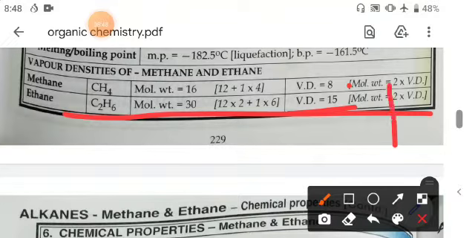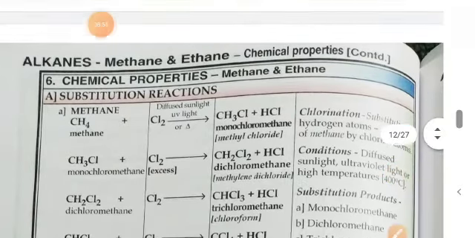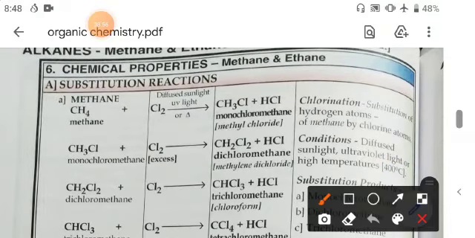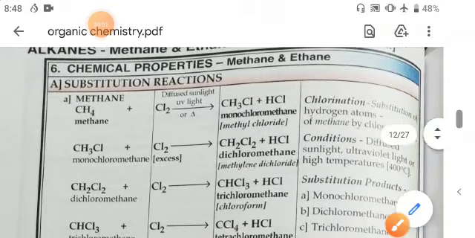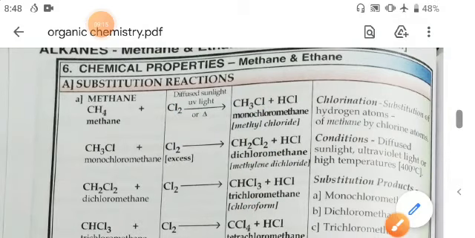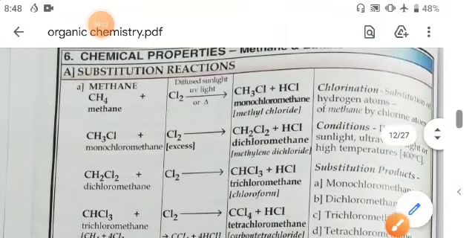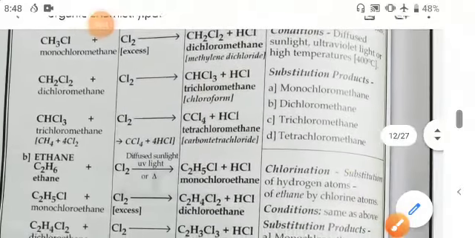In chemical properties, they give substitution reactions because they are saturated hydrocarbons. Methane reacts with chlorine to give methyl chloride and HCl is released. Further reaction with chlorine gives dichloromethane, then trichloromethane, and finally tetrachloromethane. It is very important. This is the substitution reaction given by saturated hydrocarbons.